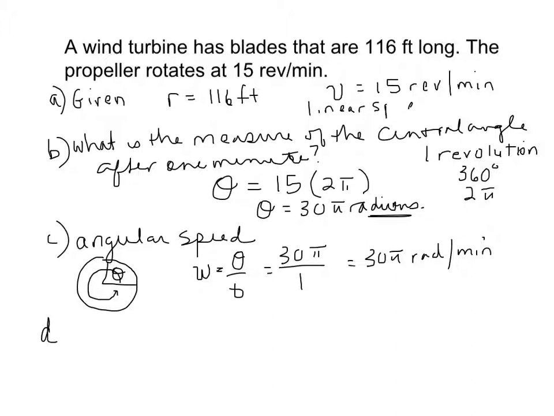All right. Then the last thing we want to look at is linear speed, and we're looking at how fast the turbine goes around. Well, we have several formulas for that.